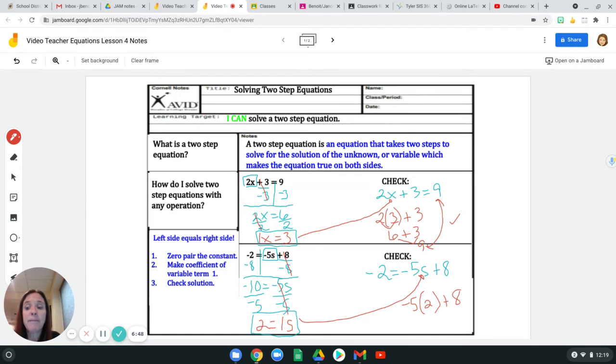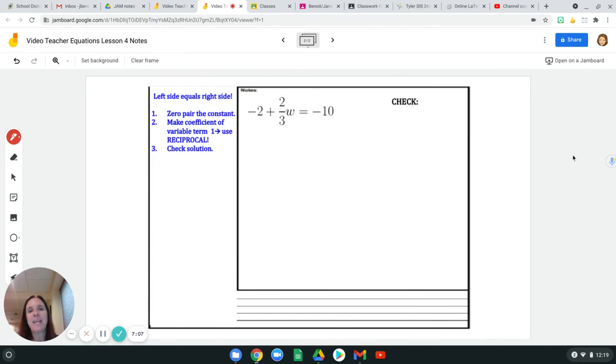So we have -5 times 2 plus 8. PEMDAS math again. -5 times 2 is -10. -10 plus 8 is -2. And look at that. -2 and -2. They are a match. Look at all my arrows. Oh my gosh. Let's try one more. Oh, yes.